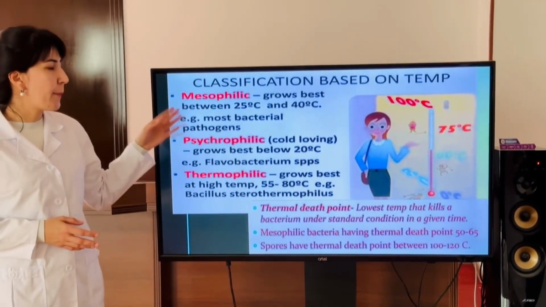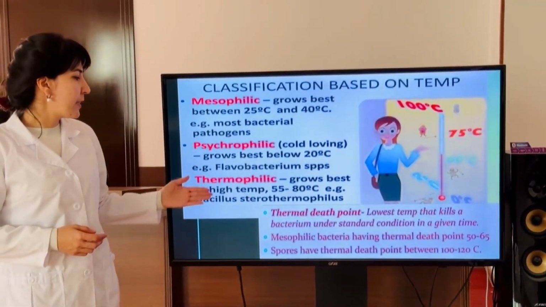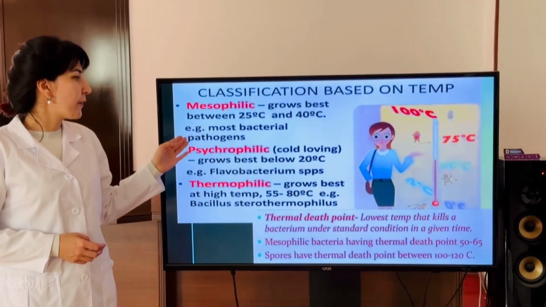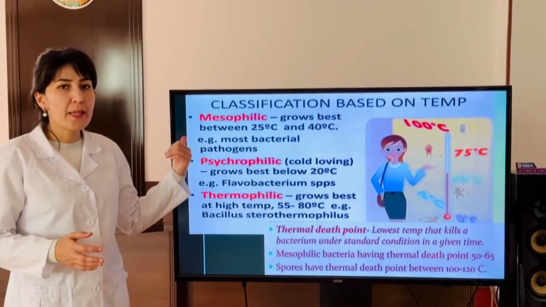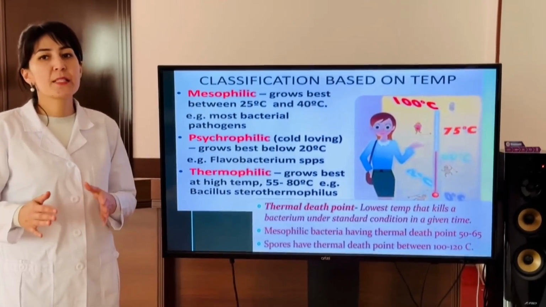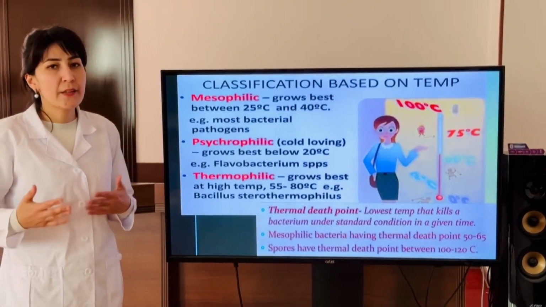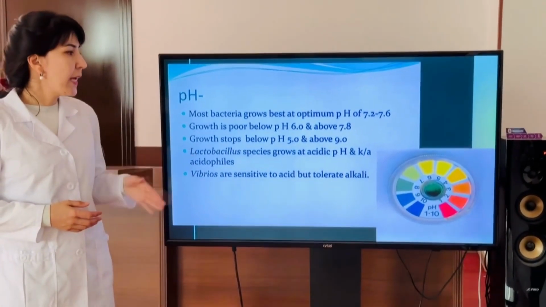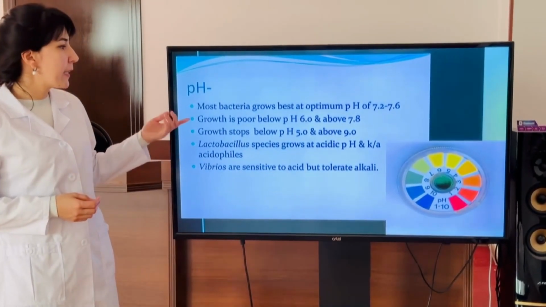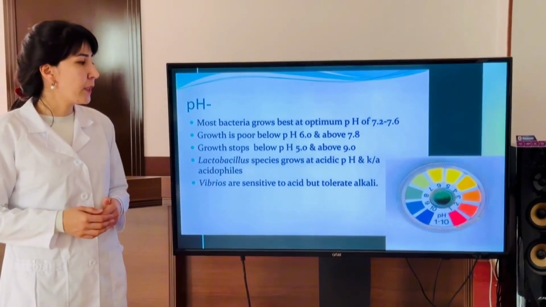Classification based on temperature: we divide them into three subgroups, mesophiles, psychrophiles, and thermophiles. Mesophiles grow between 25 and 30 degrees. Most pathogenic bacteria are mesophiles. Psychrophiles are cold loving and grow best below about 20 degrees, and thermophiles depend on high temperatures. pH is another important factor for the growth of bacteria, and growth falls below about pH 6 and above 7.8.